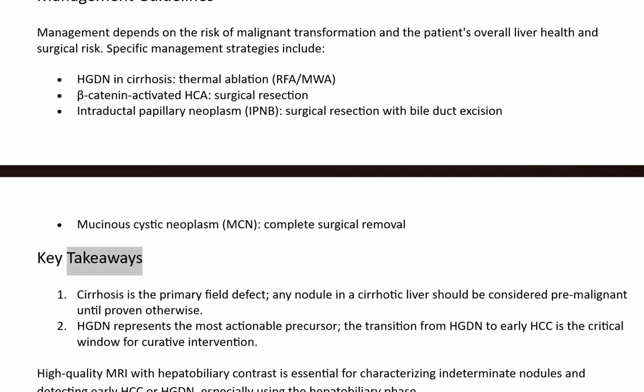Key takeaways. Cirrhosis is the primary field defect. Any nodule in a cirrhotic liver should be considered pre-malignant until proven otherwise. HGDN represents the most actionable precursor. The transition from HGDN to early HCC is the critical window for curative intervention.